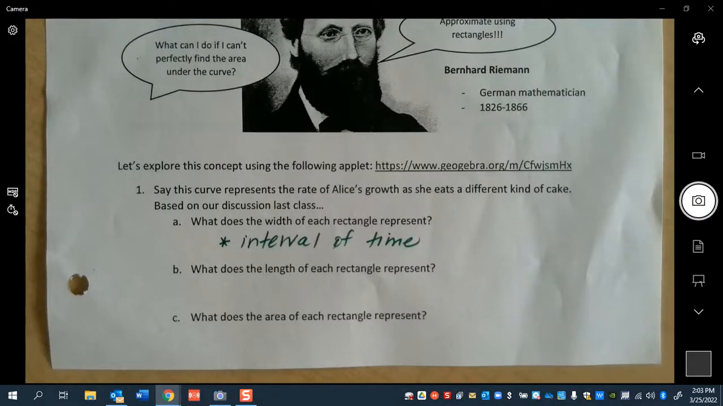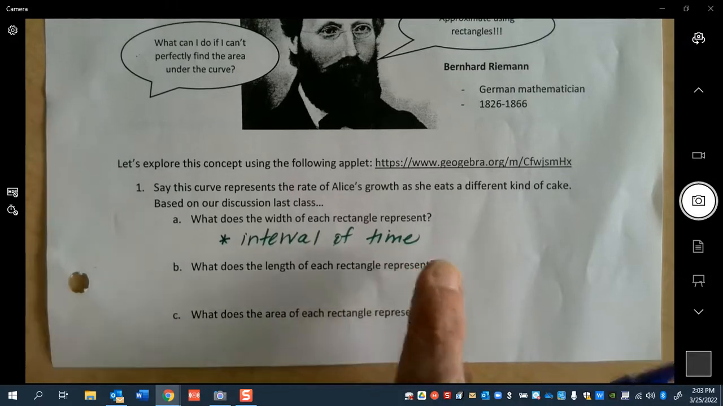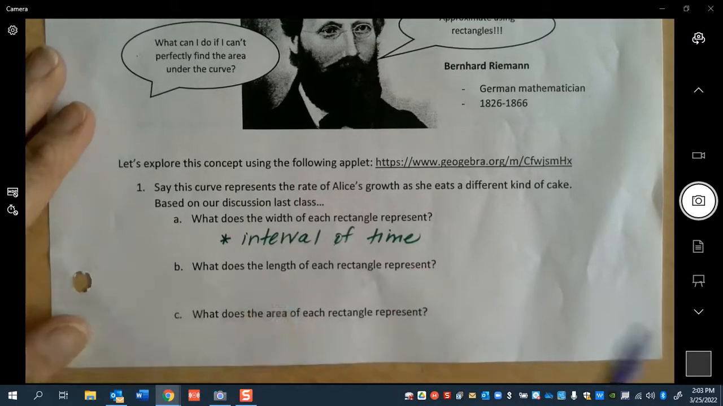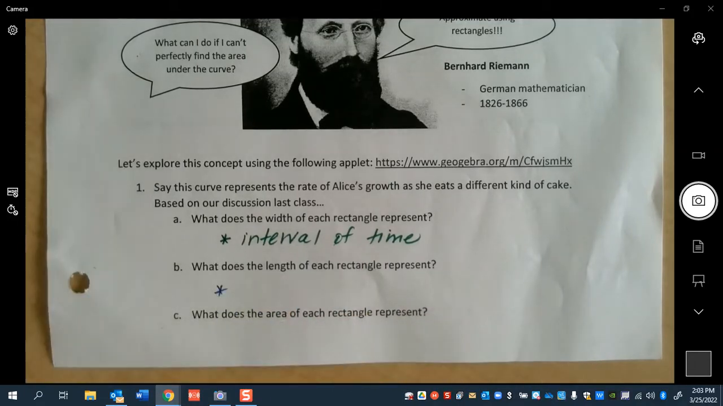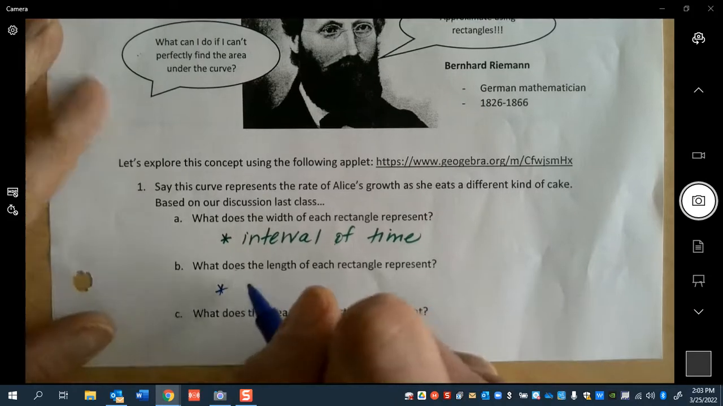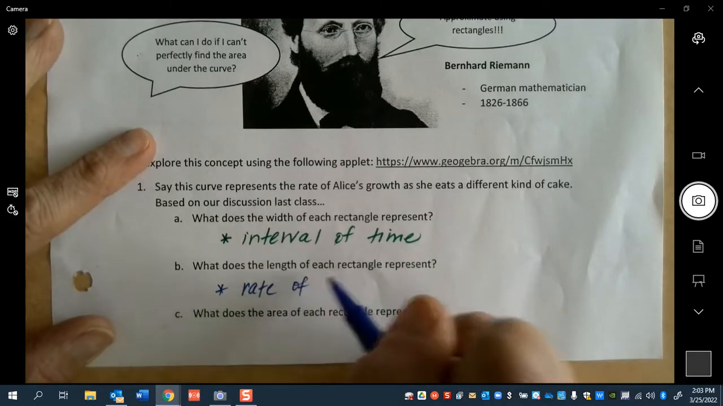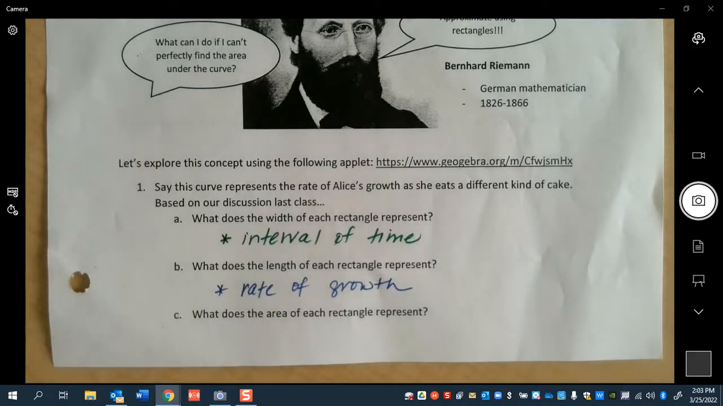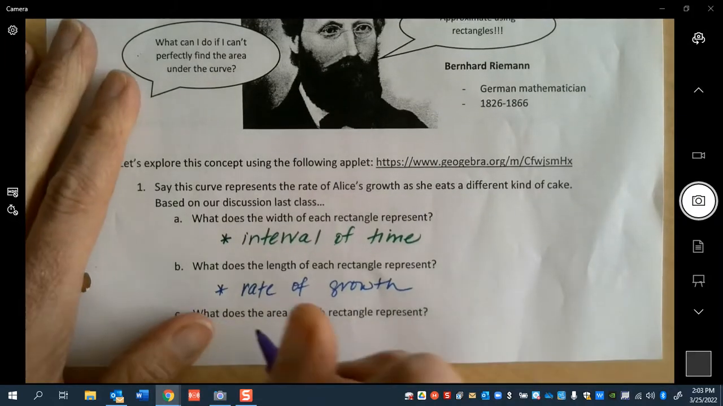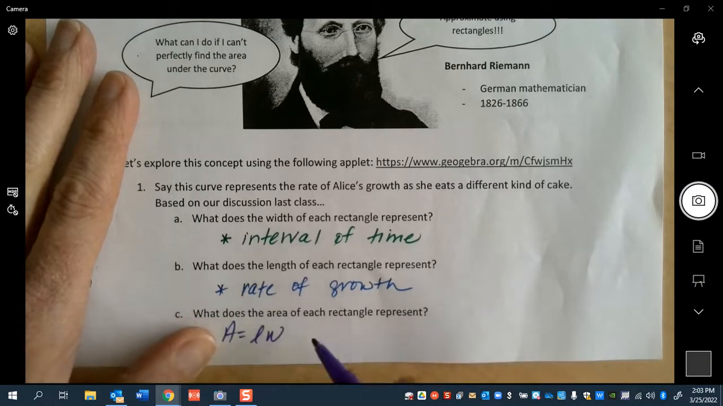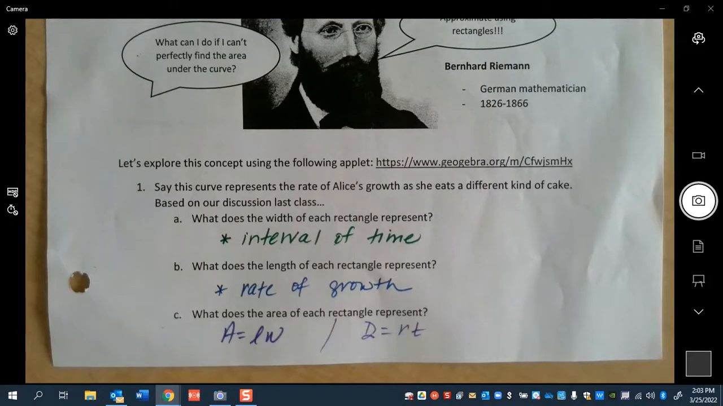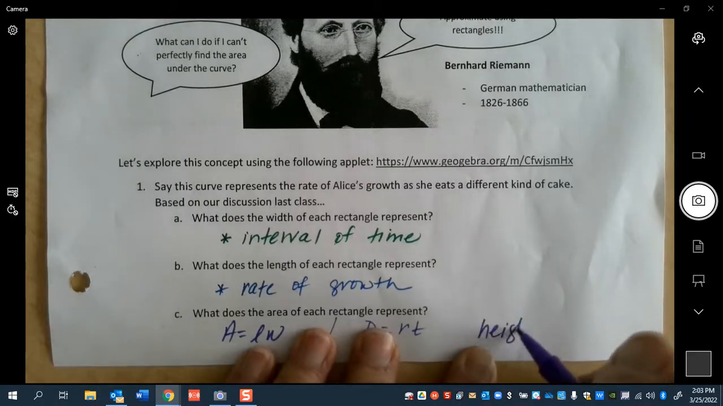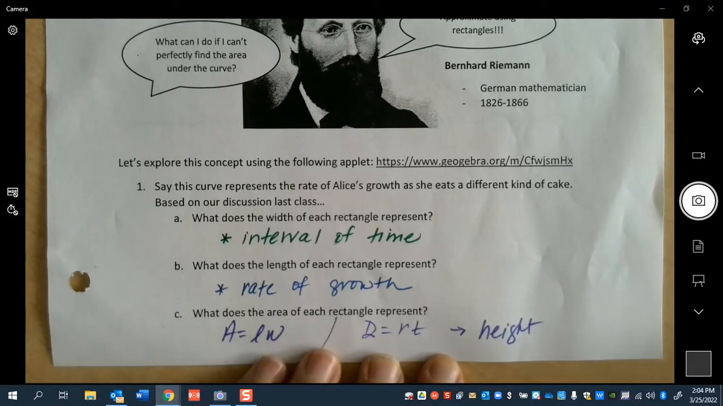So we'll go back here again. What does the width of each rectangle represent? A specific interval in time. What does the length of each rectangle represent? Her rate of growth. All right, answer me this. When I find area equals length times width, if you prefer to think of it as distance equals rate times time, what does that area represent? Her total height, right? Her total change in height.